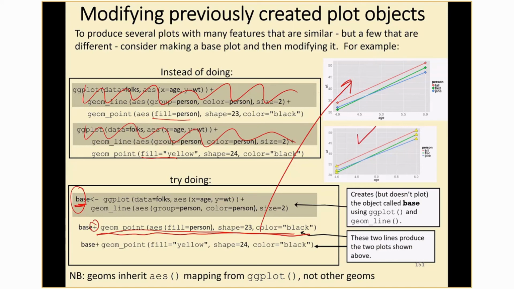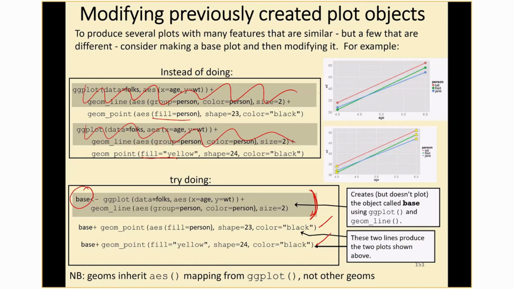On the other hand, if I start off with base and add with a plus sign this code to make the scatter plot, then I'll get this particular plot here. So by creating this object called base that has the information that is common to both plots, I can use that as the starting point to create these two additional plots.